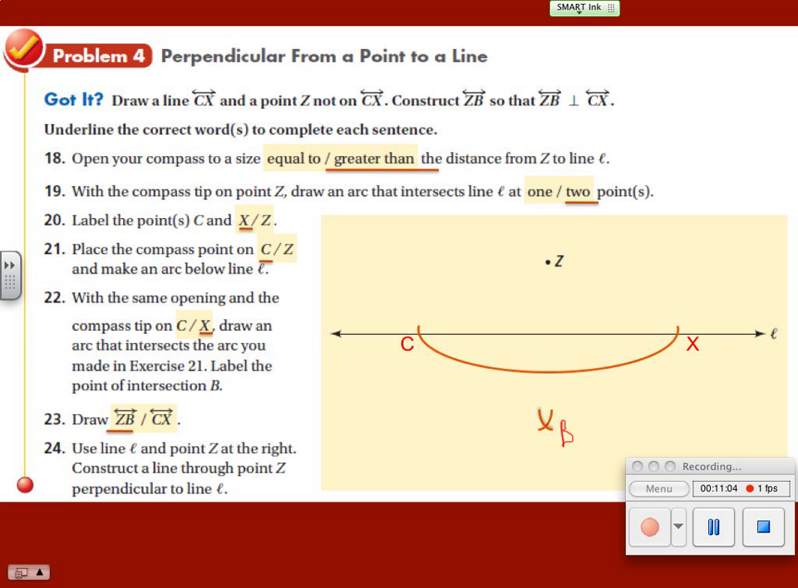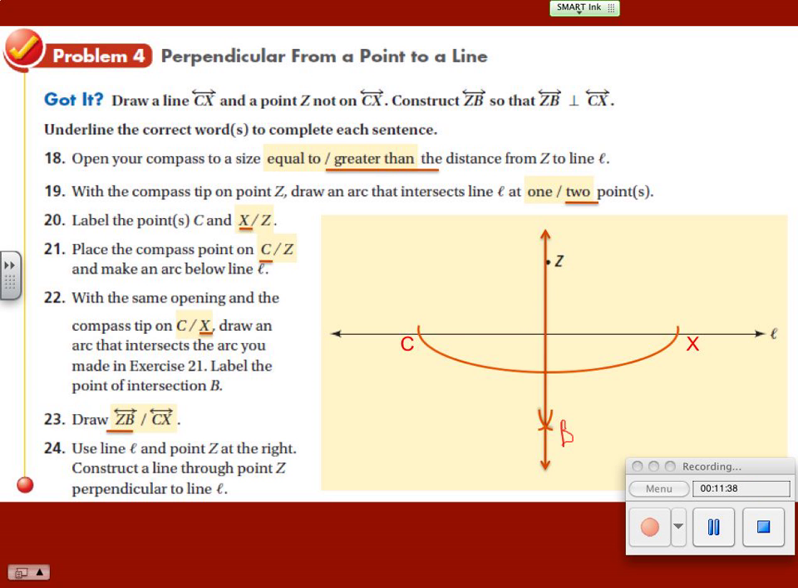So now we're going to draw line ZB. I couldn't get it right on that point, but theoretically that is a perpendicular line going through line L. So we used line L and point Z to construct a line through point Z perpendicular to line L. And that's exactly what we did step by step. That line ZB is perpendicular to line L, or line CX.